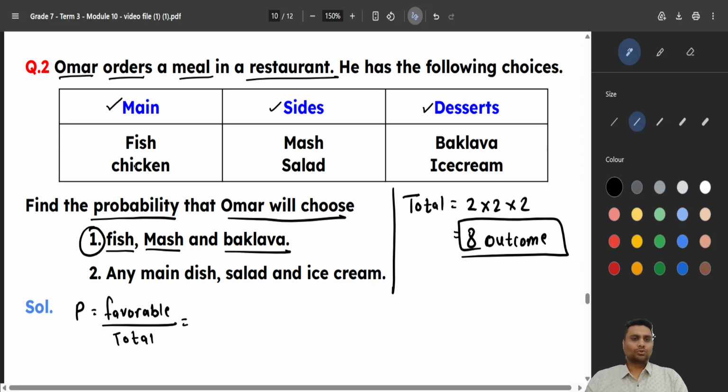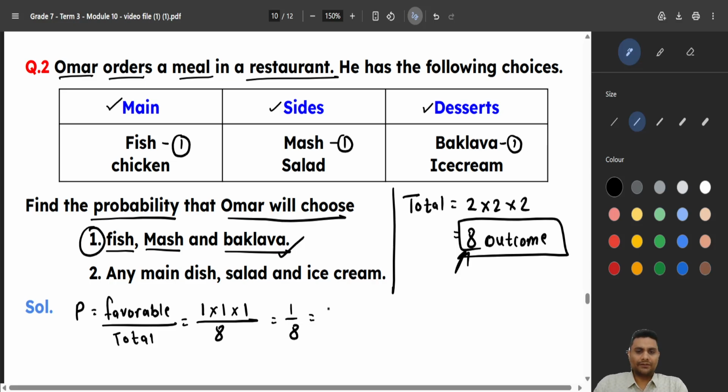Okay. So how many fish do you see here? Only one fish, right? So in my favorable outcome, only one fish is there. We always multiply, remember. Now, mash: how many mash here? Only one mash is given. So times 1. Now he needs what? Baklava. How many baklava given here? Only one baklava. So times 1. Divided by total, how much? Already here, 8. So 1 times 1 times 1 will give you 1. 1 over 8.